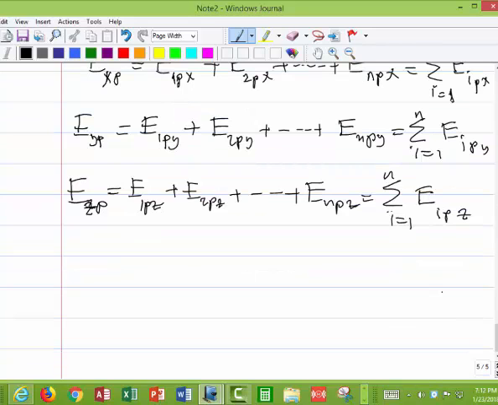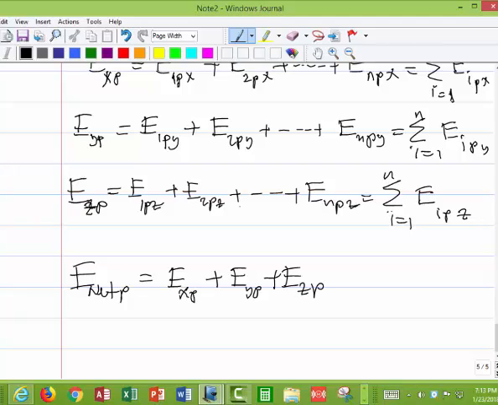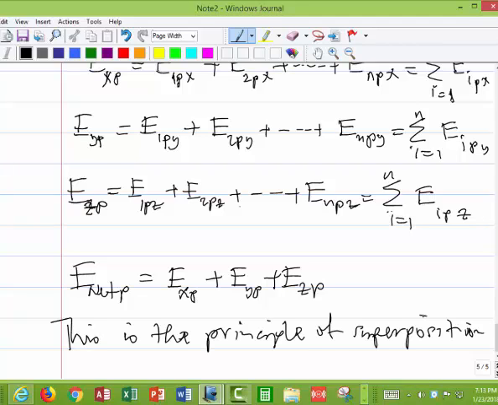And so the net electric field is just a sum of those electric fields. So the net electric field at P is going to be Ex at P plus Ey at P plus Ez at P. So this is the principle of superposition, as we've said before. We can do one example, and then we'll go from there.